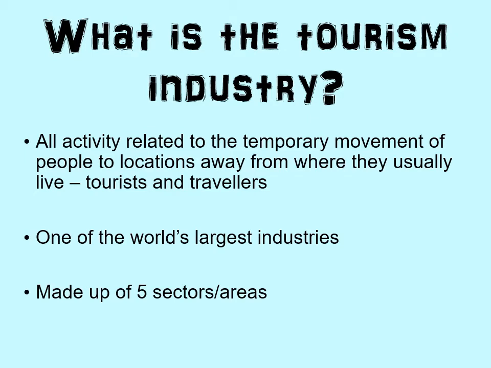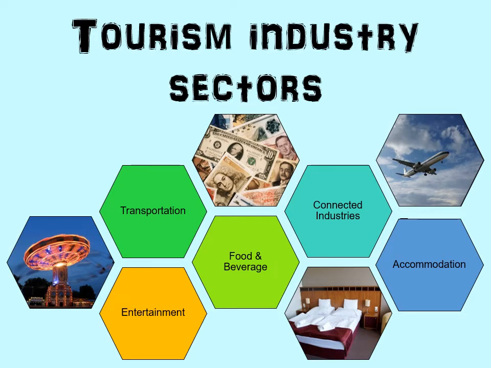And the tourism industry is made up of 5 sectors or areas. And that's what we're going to look at. So, the 5 areas of the tourism industry that we have got are transportation, entertainment, food and beverage, connected industries and accommodation.